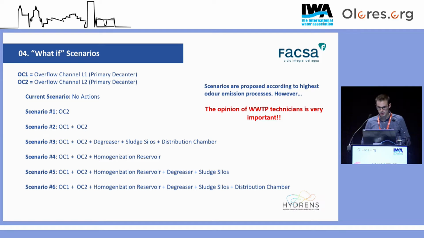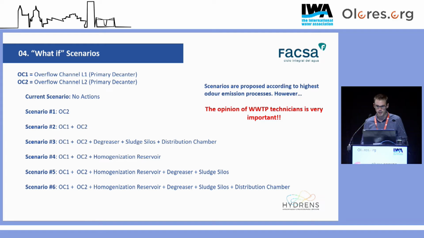Finally, and before the simulations, we developed all the possible scenarios to simulate. The first one was the current scenario with no actions taken, and then step by step we were covering different parts and different processes of our wastewater treatment plant. First, we covered the overflow channel of line 2, then the overflow channel of line 1. Then we added the degreaser, the sludge silos, the distribution chamber, and bit by bit, we were covering different parts of our wastewater treatment processes in order to see how this covering affected the reduction of the total odor emission of the plant.